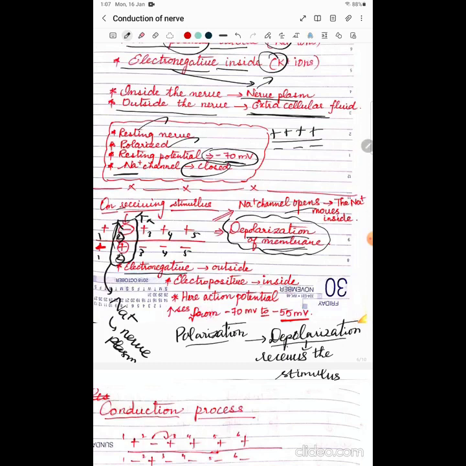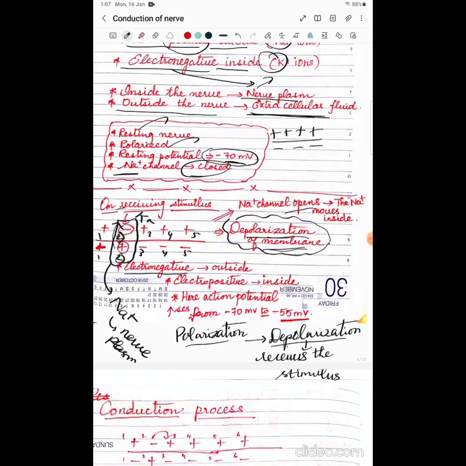Now the Na plus channel will get opened and the sodium ions will move into the nerve plasm, and the potassium ions will move to the extracellular fluid, which is present on the outer side. This is called the depolarization of the membrane.